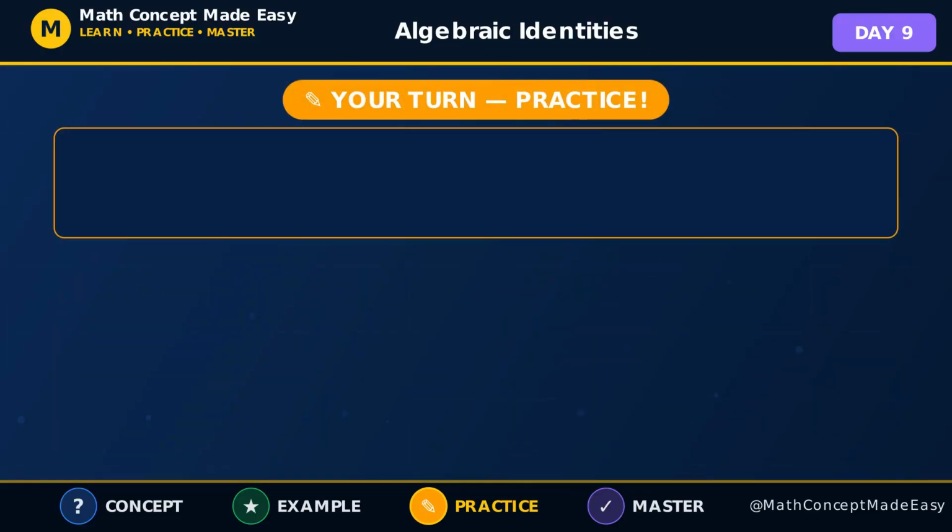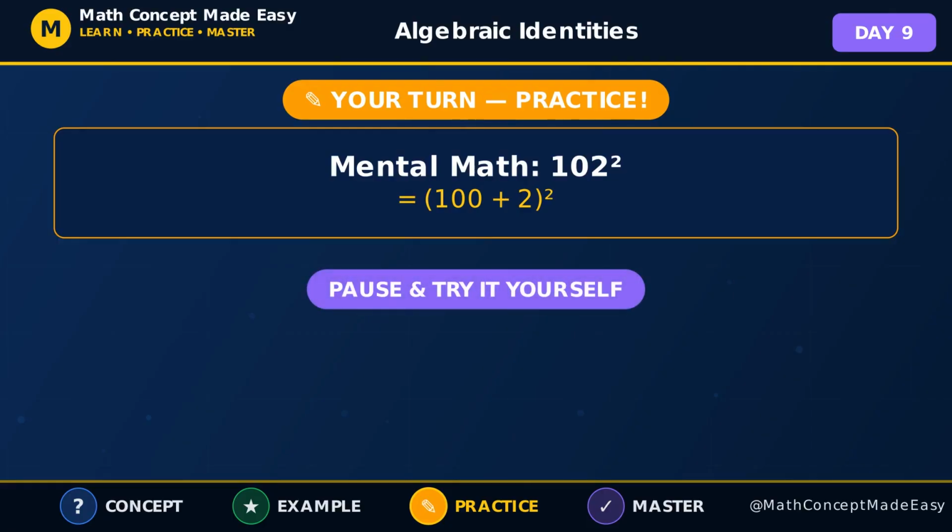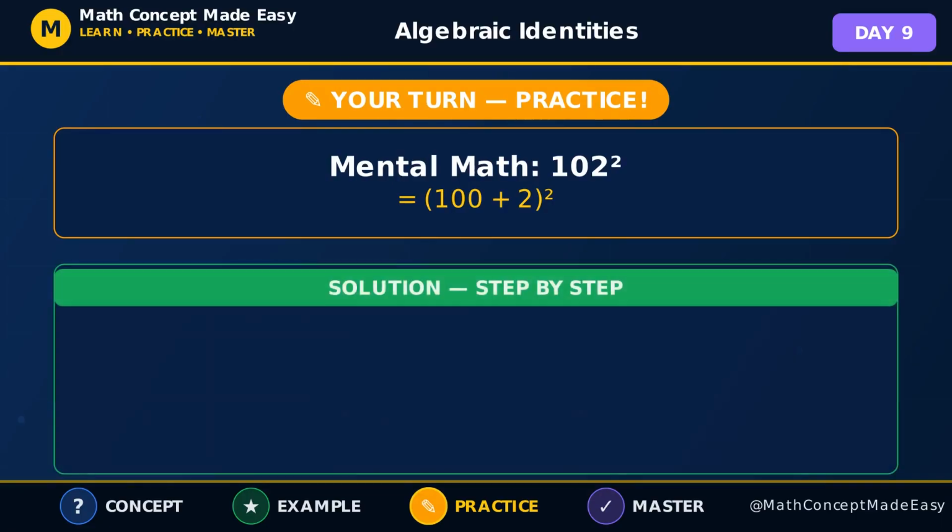Time to try it yourself. Here is your practice question. Mental math, 102 squared equals (100 + 2) squared. Pause the video now, or take a few seconds with me. 5, 4, 3, 2, 1. Okay, let us solve it together.